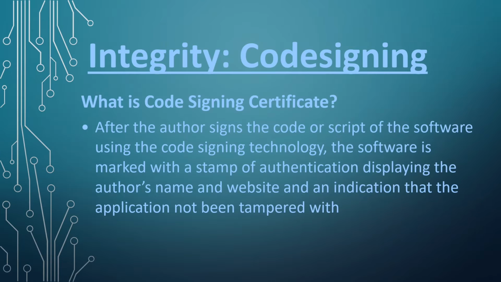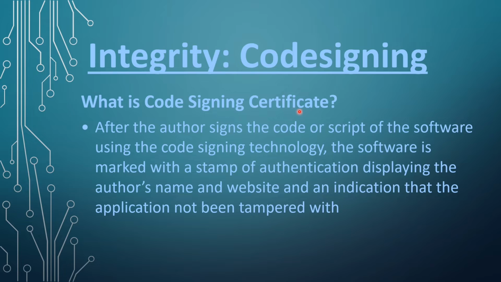Okay, now one way of doing that is to create a code signing certificate. What is a code signing certificate? After the author signs the code or script of the software using the code signing technology, the software is marked with a stamp of authentication. This is like you put a stamp on a paper and you put that in a mailbox, right? The mail carrier will take that and then deliver it to the customer. Similar to that, in a digital world, we need to stamp it using a code signing certificate.